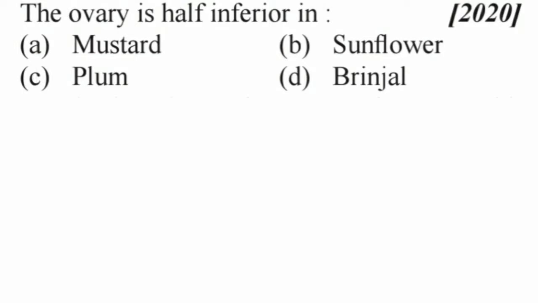Next question. The ovary is half inferior in mustard, sunflower, plum, brinjal. Answer is plum. Half inferior is nothing but perigynous flower. That is, gynoecium is located at the center and other parts are located on the rim of the thalamus, almost at the same level. Okay, so that is half inferior. The mustard is a good example for hypogynous flower, that is superior ovary. Even sunflower is a good example for inferior ovary, that is epigynous flower. Brinjal is also a very good example for superior ovary, that is hypogynous flower. Note all these points. So the answer is plum.